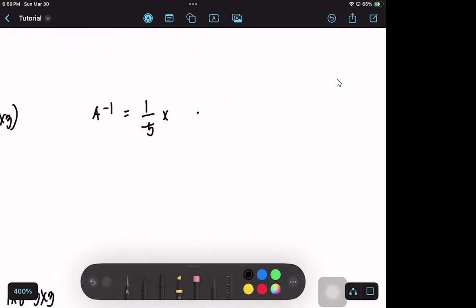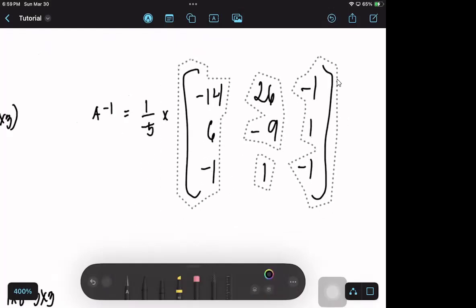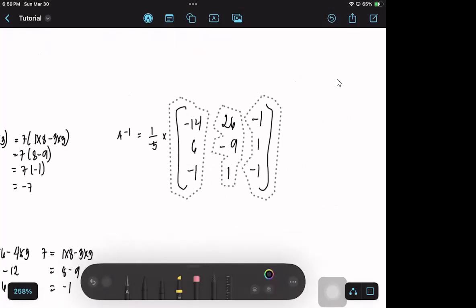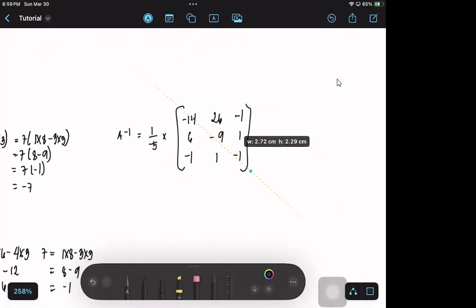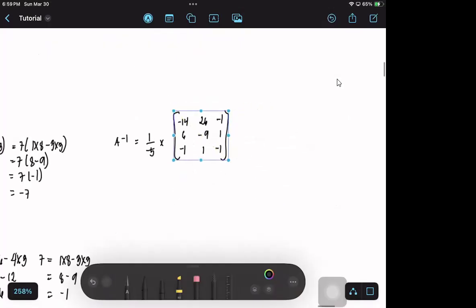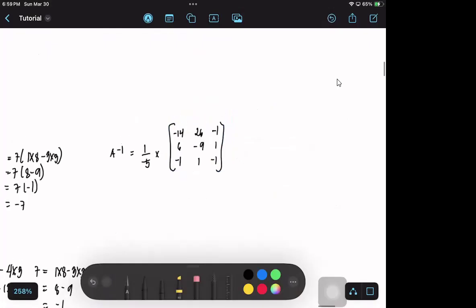Now for this one, we'll begin to multiply the adjoint. I'm so sorry, let me just paste that right now. So the adjoint will become this. Let me just resize that first. Okay, so there you have it. I already have it resized.